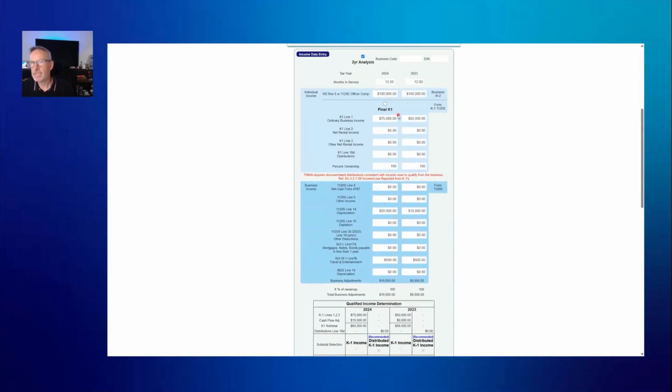Now, again, I see this quite a bit. There's no distributions listed on the 1065 Schedule K-1, and this is generally due to lazy accountants. I don't know what to say. There's no reason not to put in distributions. It's extra work for them to do, and they don't want to do it. There's no legal requirement to do it.